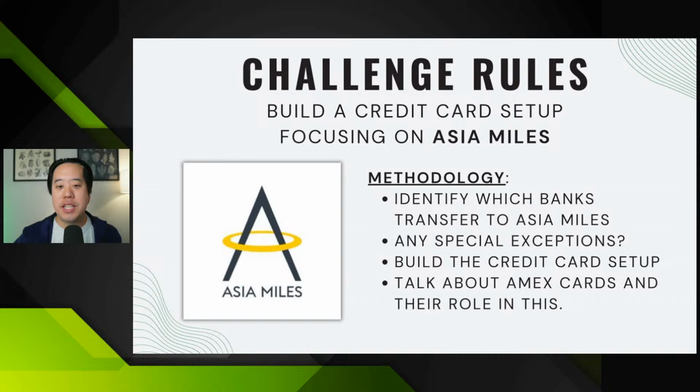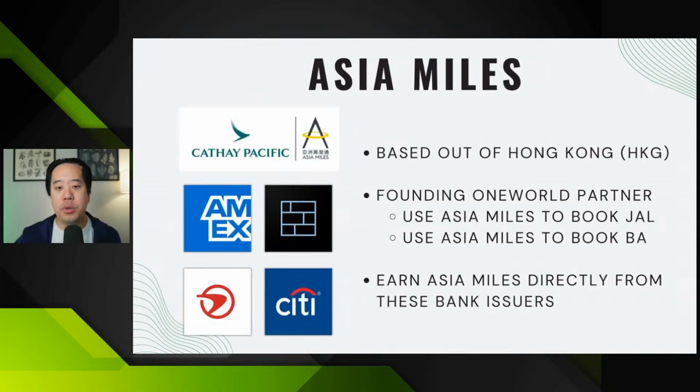So to get started, let's identify which banks transfer to Asia Miles first. And you can see that Cathay Pacific is the airline that has Asia Miles. It's based out of Hong Kong, and it's a founding One World partner.